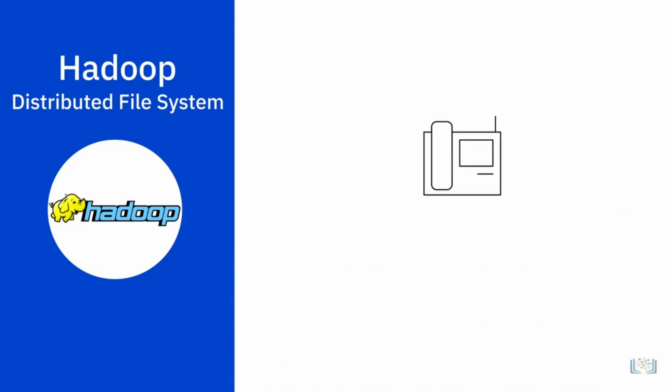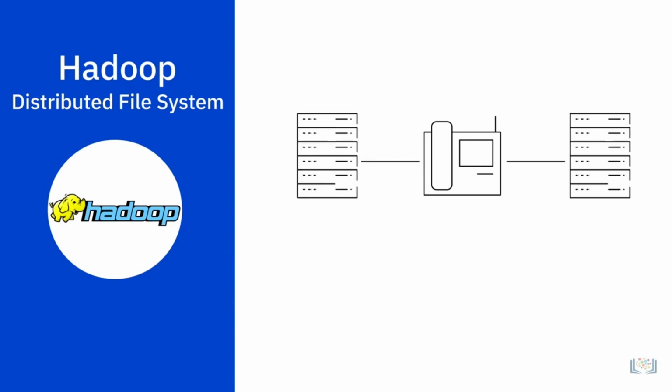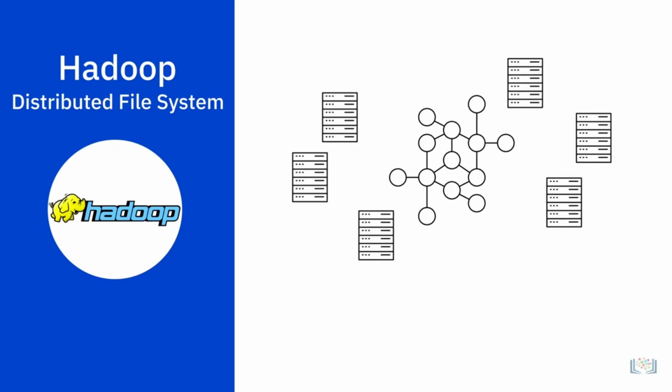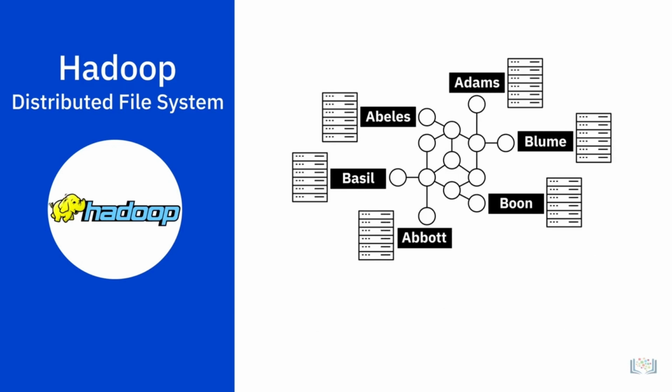Let's understand this through an example. Consider a file that includes phone numbers for everyone in the United States. The numbers for people with last names starting with an A might be stored on server 1, B on server 2, and so on. With Hadoop, pieces of this phone book would be stored across the cluster. To reconstruct the entire phone book, your program would need the blocks from every server in the cluster.